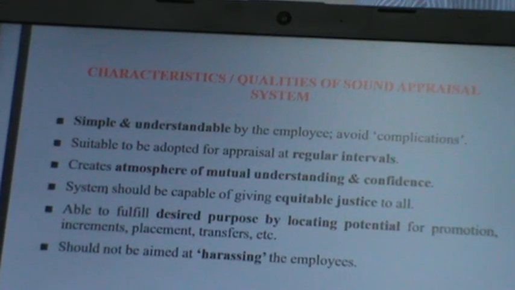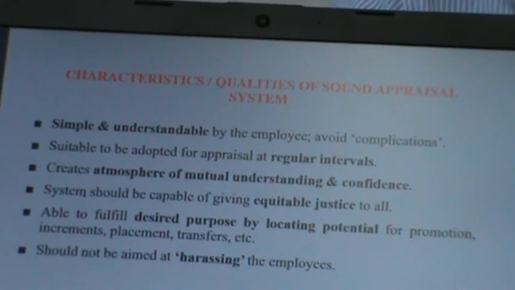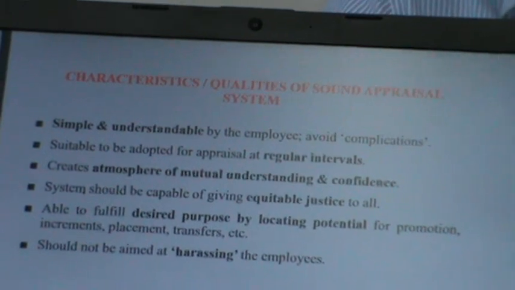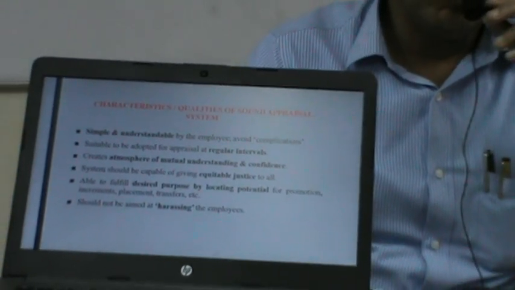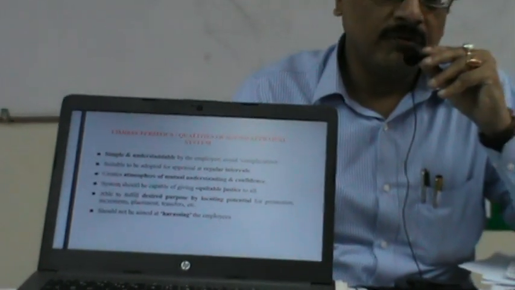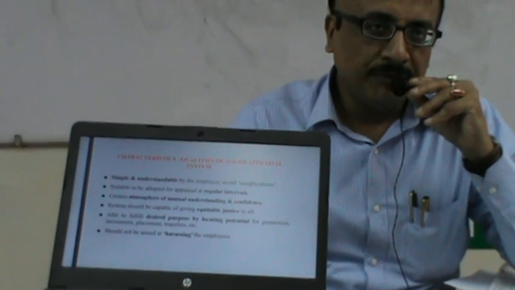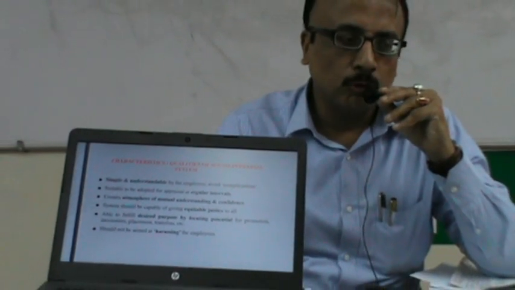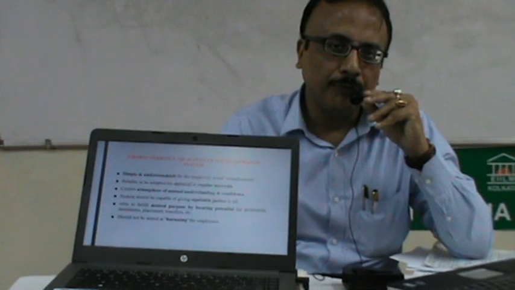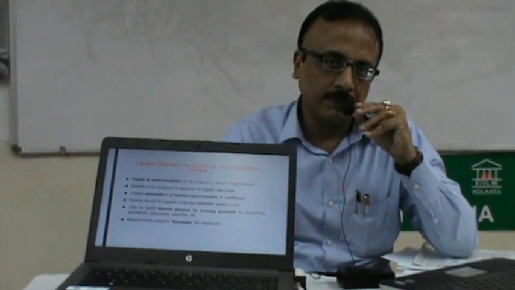the organizations. The second one, it needs to be suitable to be adopted for appraisal at regular intervals, because appraisal should be done on a regular basis. In our organizations, you will find that there is a quarterly review, a monthly review, and at the end of the year, there is an appraisal. So constant monitoring and review is a very important aspect of an appraisal.